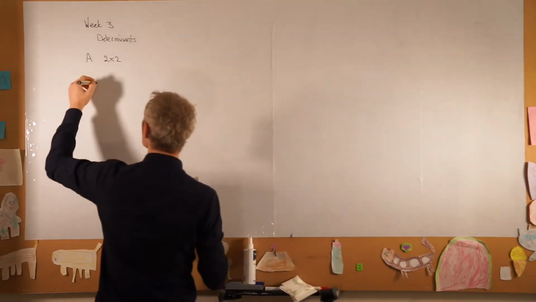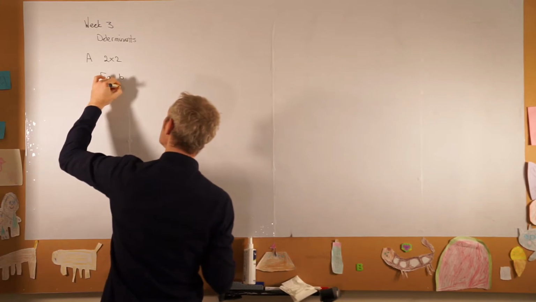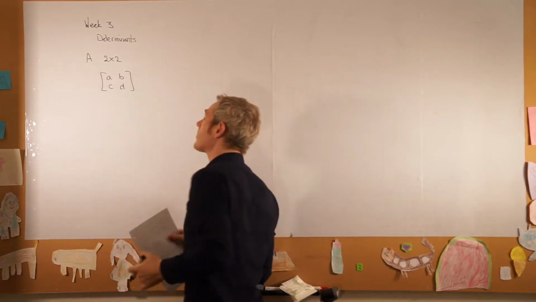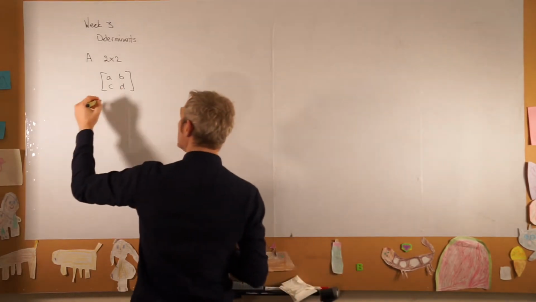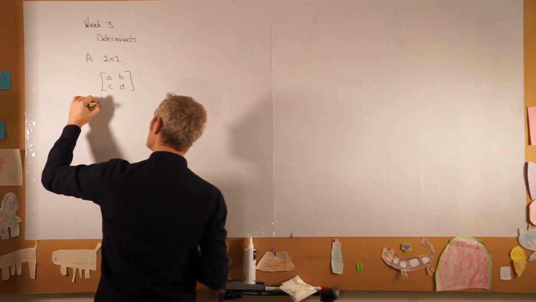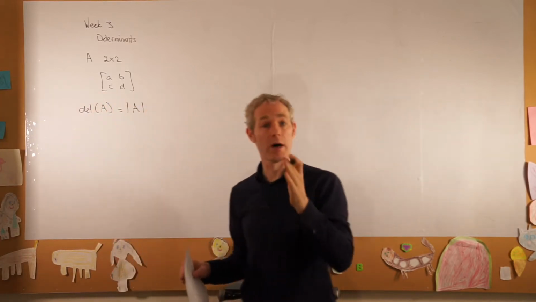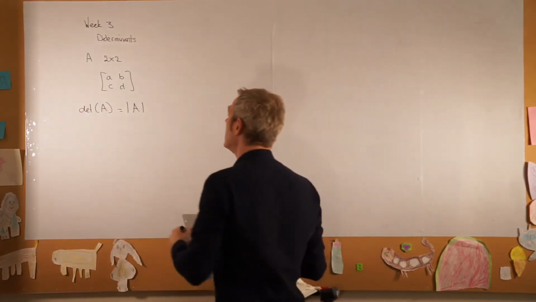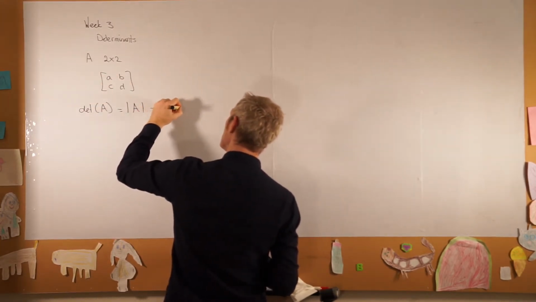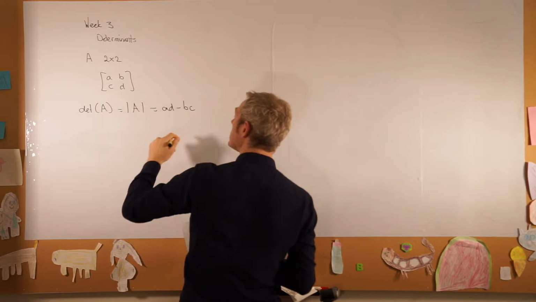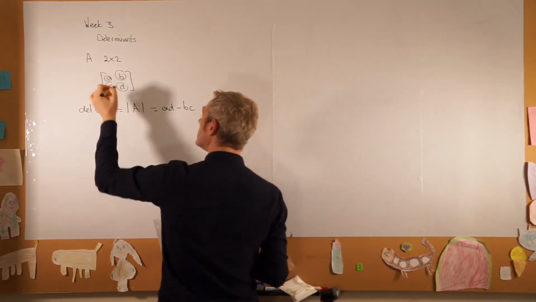So let's take A equal to A, B, C, D, any 2 by 2 matrix. The determinant of A, noted by det A, or A with 2 vertical bars next to it, is given by A times D minus B times C. So A times D minus B times C.